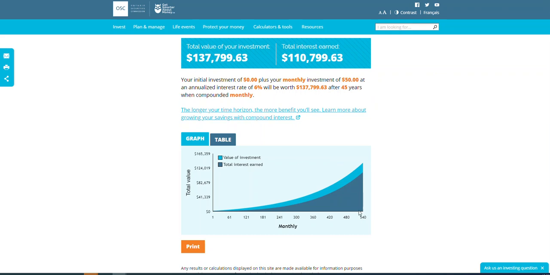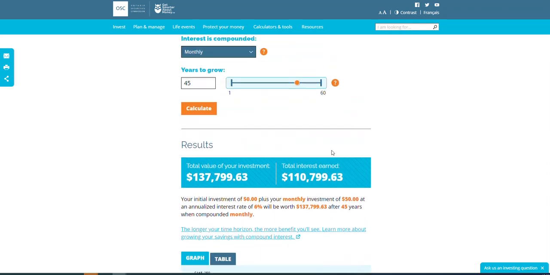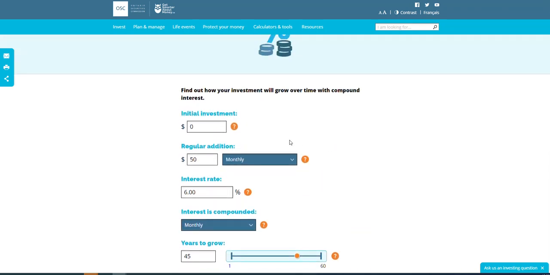So after 540 months, we really are seeing quite a bit of interest earned on a monthly basis. Now let's compare this to somebody that starts a little bit later, somebody who's 35 years old. So what we're going to do here is, being 35 years old, they figure they need to put in more than $50 a month. They still have nothing to start with, but they're going to put in $100. They're going to do that monthly, and the interest rate is still 6%.